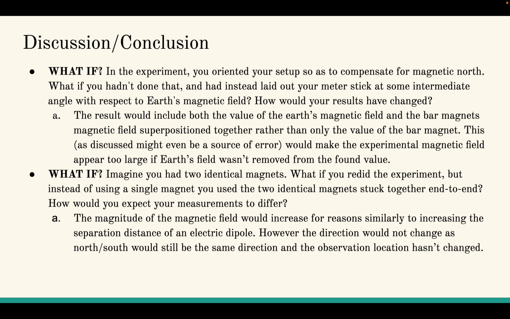And if we redid the experiment with two magnets, the magnetic field would increase. It's similar to how increasing the separation distance of an electric dipole would increase its strength, because it would become one larger magnet rather than two small magnets. The direction would not change though, because the direction of the north and south will still be the same, and the observation locations have not changed.